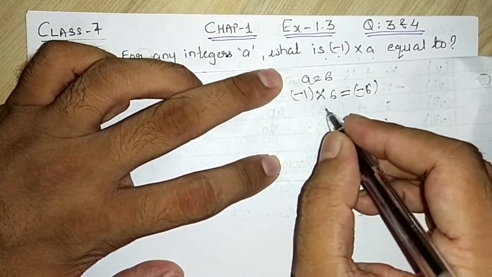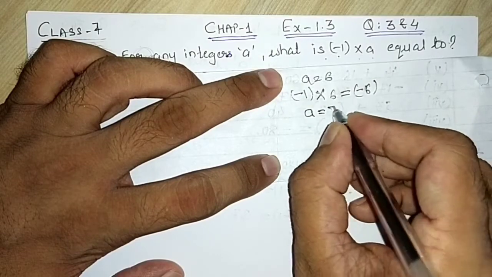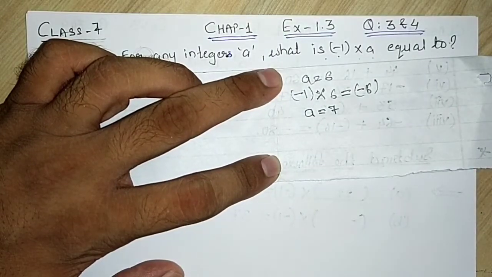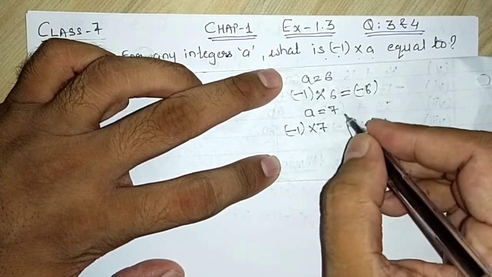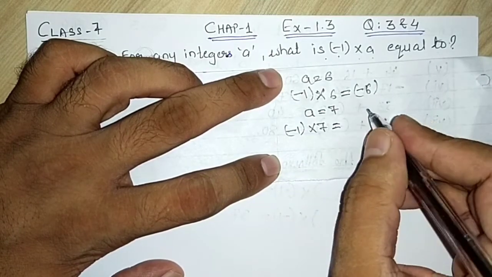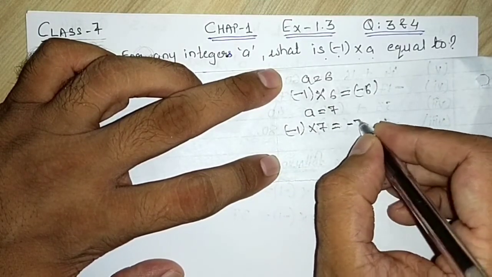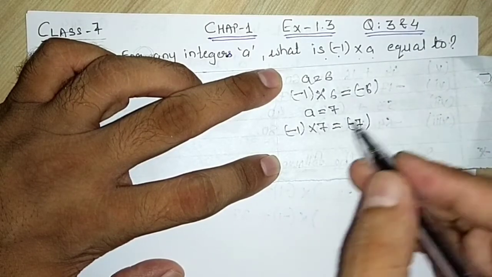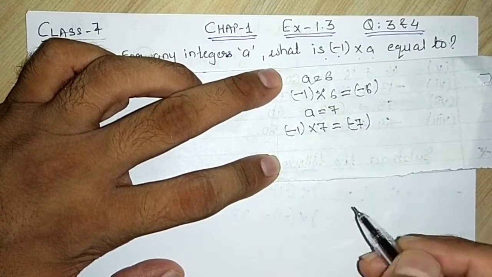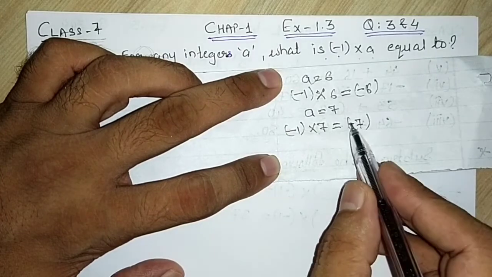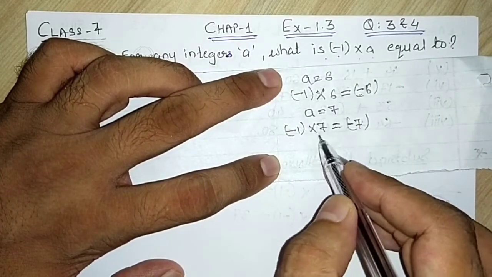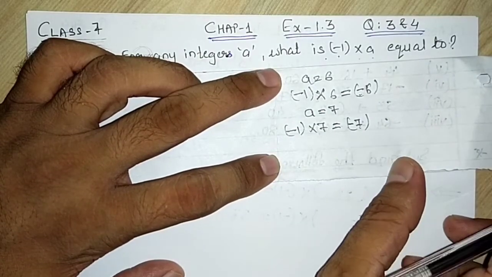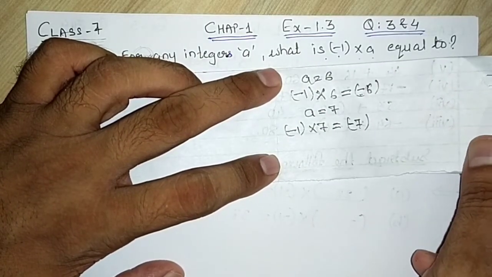Let us take another example. Let us take a equal to 7 this time, and if we multiply minus 1 into 7, what will be our answer? It will definitely be minus 7, because one negative and one positive will give us a negative answer, and 6 ones are 6 and 7 ones are 7. Anything multiplied by 1 will give me that answer only.